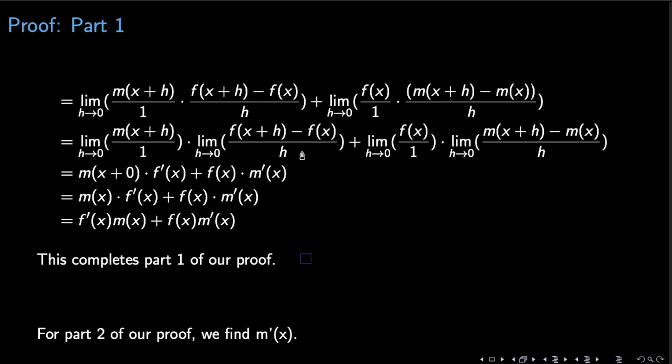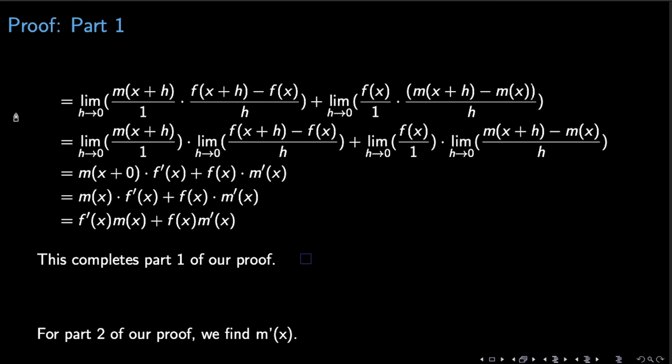Now, something interesting happens here: by direct substitution, this evaluates to m of x, because when you substitute 0 for h, you get m of x plus 0 over here, which is just m of x. Also, we have achieved our goal to separate f prime of x, which by definition is here by the limit definition. And we've also been able to separate f of x and m prime of x, and by definition they are separated here.